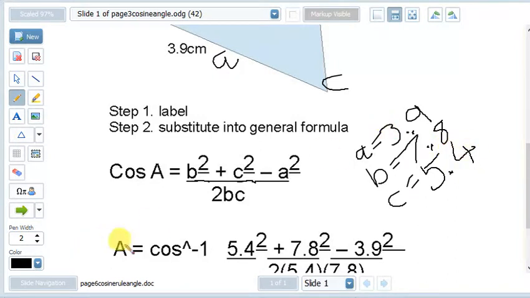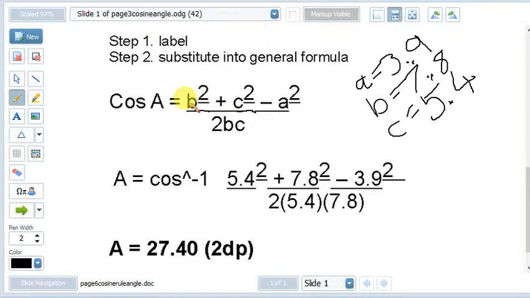Okay, so B is 7.4 or 7.8, but what I've done is I've just switched these two around. So B squared, and I've put that here instead of there, but a number plus another number is the same. So it would be 5.4 squared plus 7.8 squared minus the a squared, and the a squared is 3.9.